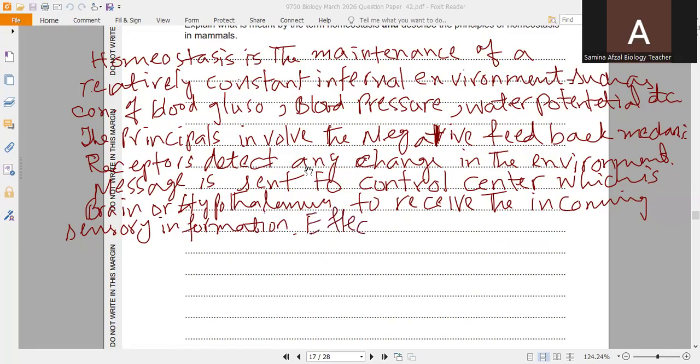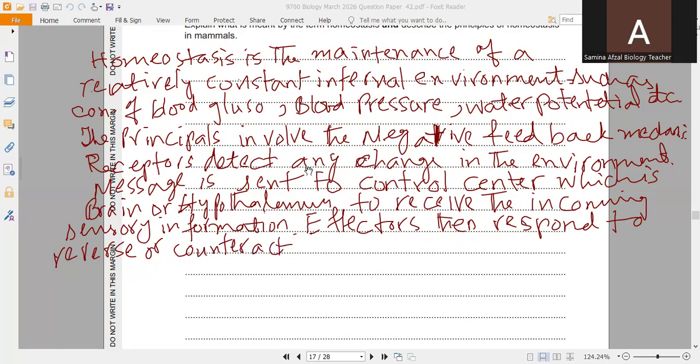Effectors then respond to reverse or counteract the initial change, bringing it back to the set point.